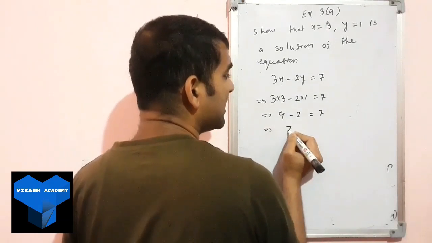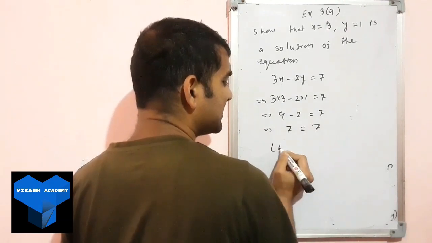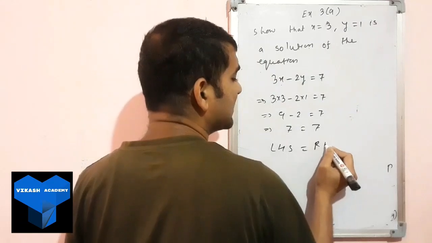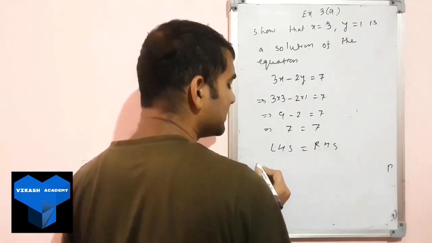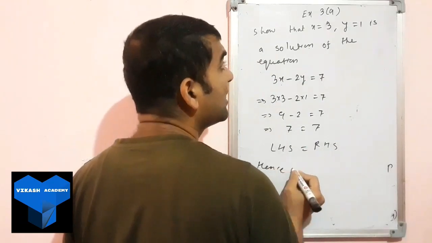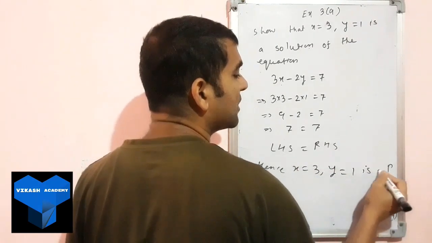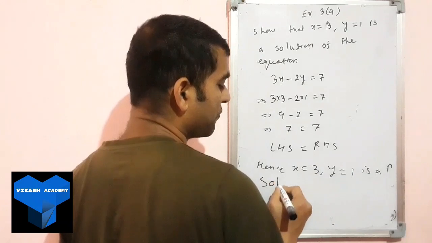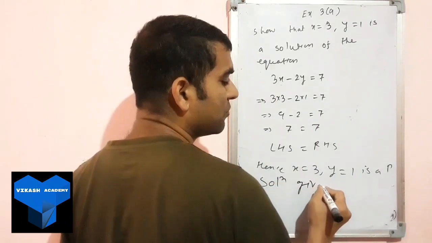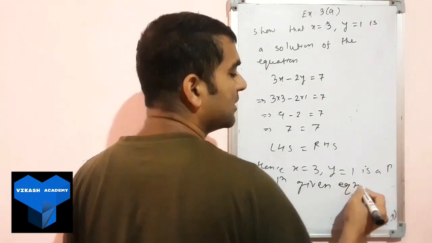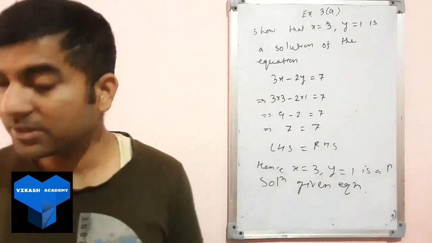So 7 equal to 7. You will write LHS equal to RHS, and you can write: hence, since LHS is equal to RHS, x equal to 3 and y equal to 1 is a solution of the given equation. So this is exactly similar to class 9 sums.